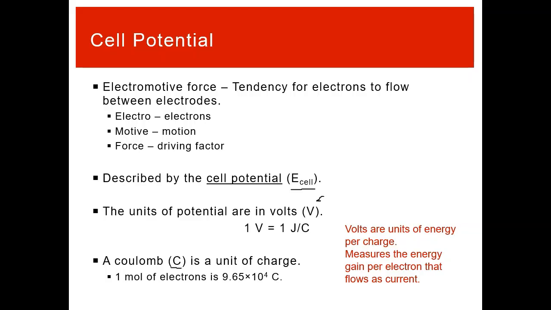Now we'll see, it's just a measurement of how much charge. So electrons are charged. A mole of electrons is this many coulombs. So it's just a measurement of how much charge is going through. And so volts are really a measure of energy per charge. So in some ways, it's a measure of energy per electron that flows.